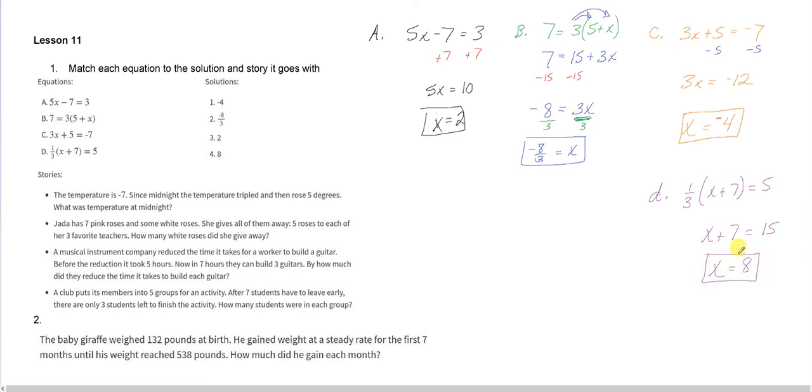All right, so we got our solutions for A, B, C, and D. That was part of it. It says match each equation to the solutions and the stories that go with it. So we have our answers. We know that A is 2, so that matches number 3. We know that B is negative 8/3. That was on there. Negative 4 was 1. And then 8, D matches 4. So we got our matches there.